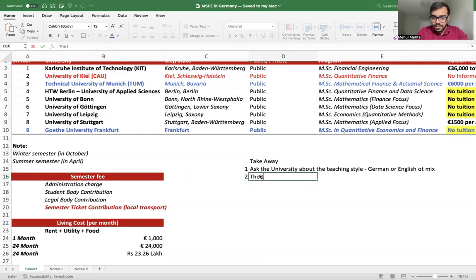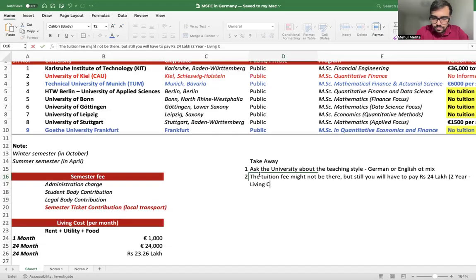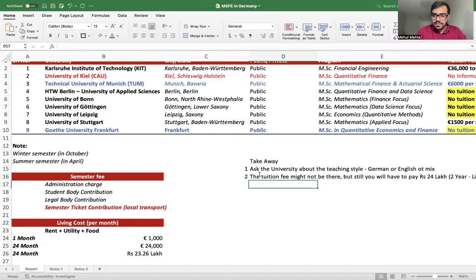The tuition fee might not be there, but still you will have to pay. So I'm writing in rupees: 24 lakhs for 2 years. This is just your living cost. All right, this is your second takeaway.